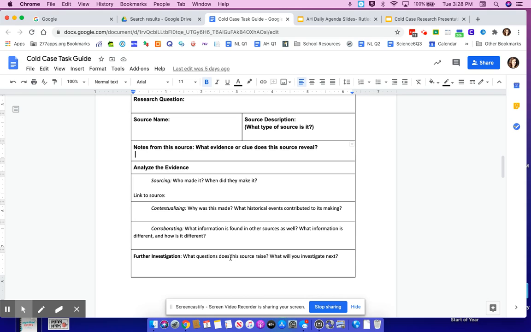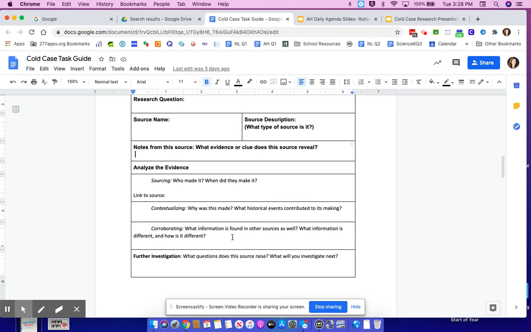Then analyze what you came up with from that source. So who made it? Was it a professor? Was it a historian? Was it an archaeologist? When did they make it? Try to find the date for that evidence. If it's a photograph, try to find the person who took the picture and the date the picture was taken. Then contextualizing. Why was this made? Are they writing to persuade you of something? Are they writing to explain evidence they found? Is it a photograph that was taken to show what happened, like the Pearl Harbor photos that we looked at?